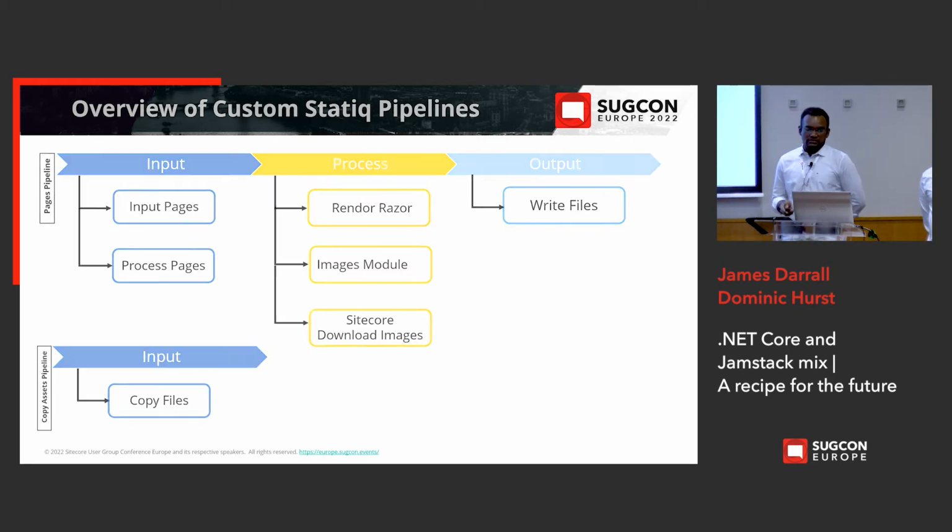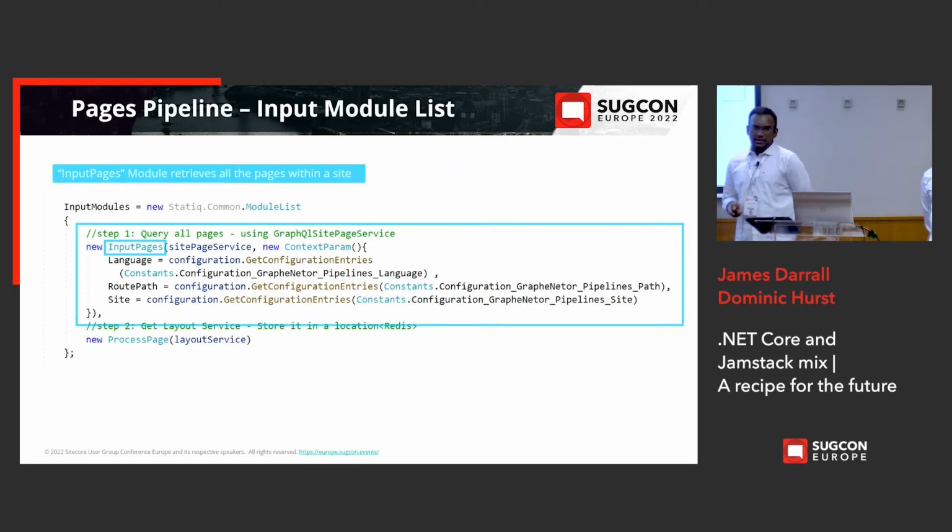The very first one is the pages pipeline. This is one of the core pipelines in our approach. The pages pipeline has an input module list, and it again has two different modules, and they are input pages and process pages. Each of these modules is linked, which means the output of one module can be received by the next module.